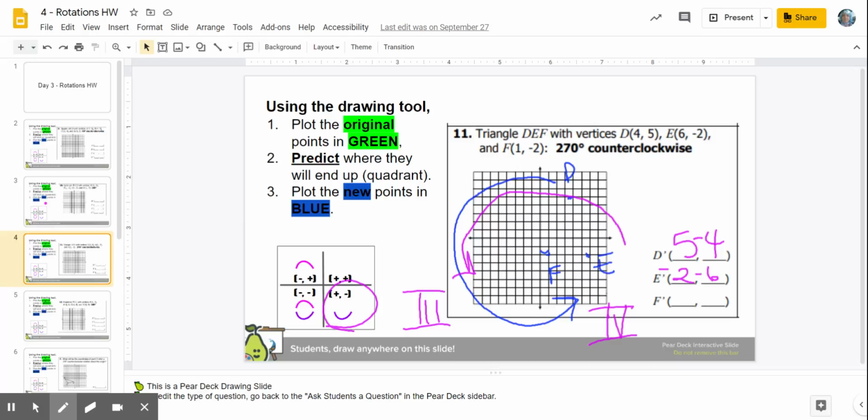So 1, 2, 1, 2, 3, 4, 5, 6. That's E. And 5, 1, 2, 3, 4, 5, 1, 2, 3, 4. This is really hard for me to draw on like this.